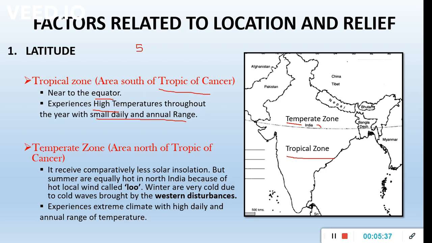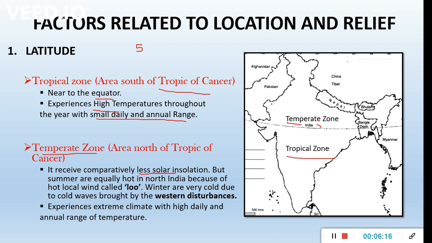Okay, now next is the temperate zone. Temperate zone, you all know where it is. It is the area which is north of the Tropic of Cancer, right? Now, as we all know, children, it is away from the equator, so it receives less solar insolation, right? Because sunlight becomes slanting and it covers a larger area. Since it covers a larger area, the intensity of the heat is also less. It decreases. And that is why we say that as we move from the equator towards the poles, the temperature decreases.